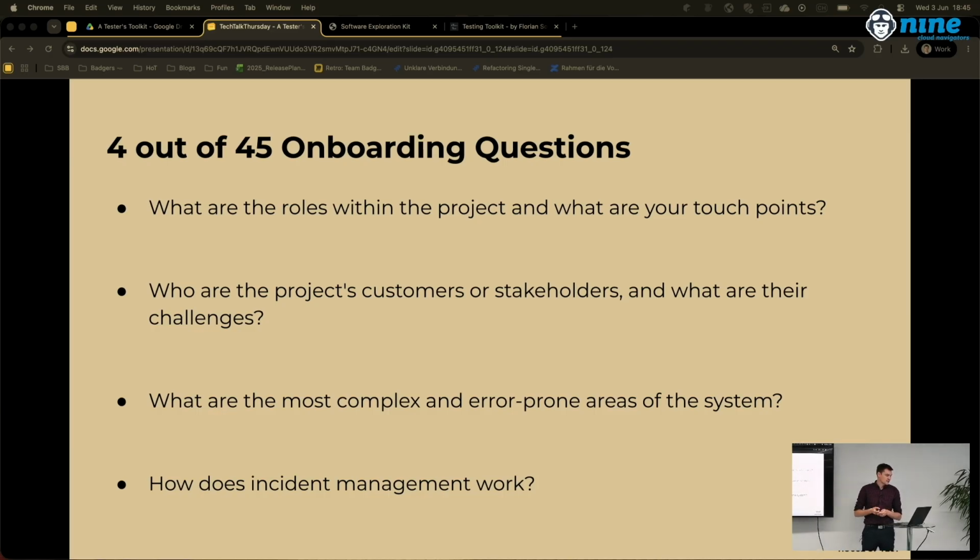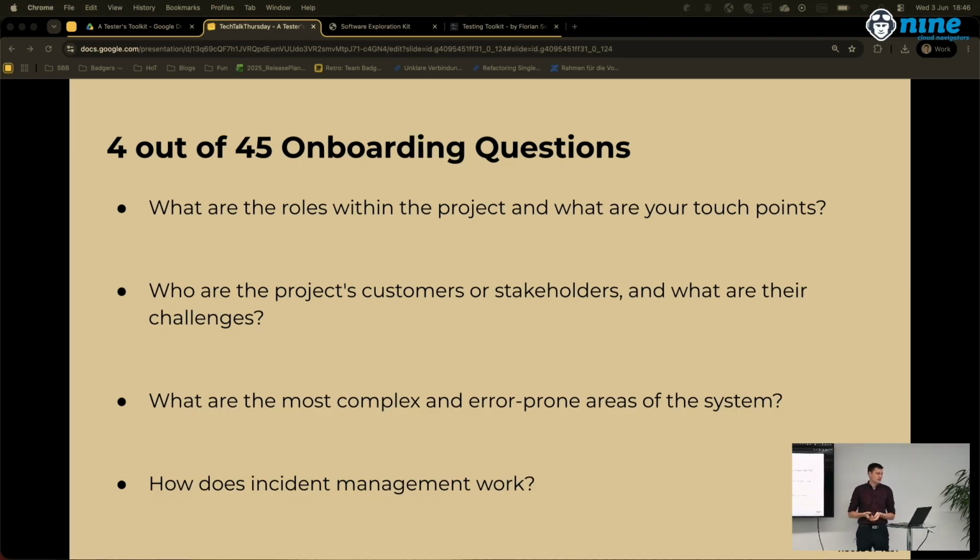Who are the project's customers or stakeholders, and what are their challenges? So we are building software products and services for people. They have challenges and problems, and our software is meant to help them with their problems. So if we want to develop good software, we need to understand what their problems and challenges are, so our software can solve it.